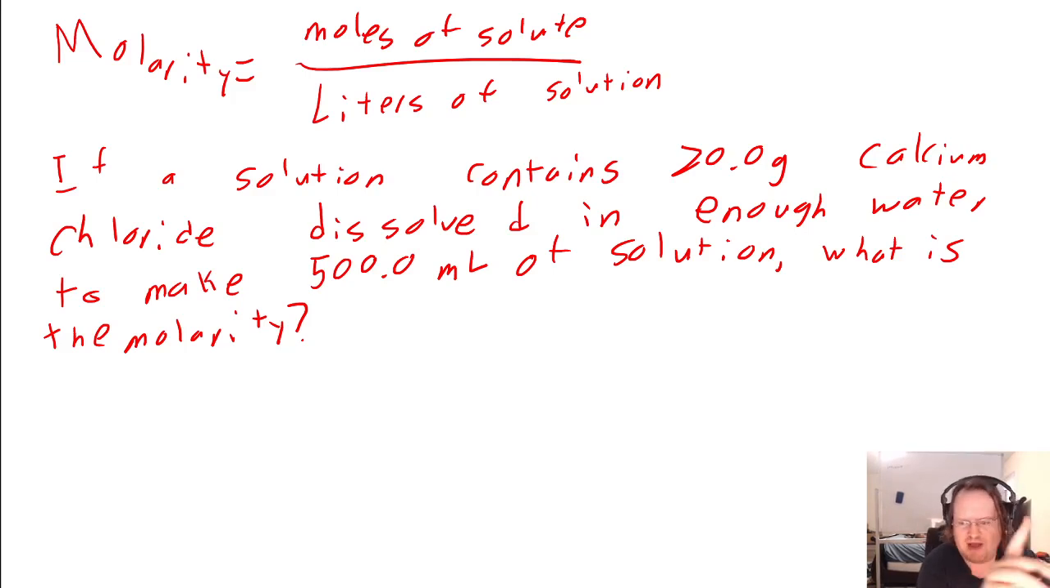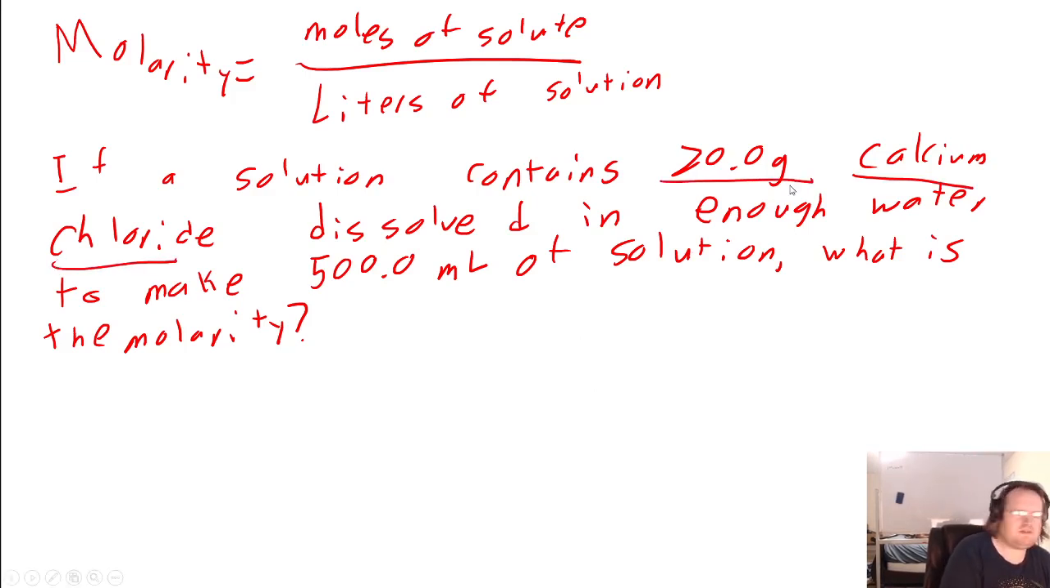So first we identify it asks for molarity directly. That tells us what unit we need to use, so that's why we're going to pick this concentration unit. The next thing we need to see is what's the solute. So we're told the solute is calcium chloride, and we have 20 grams. We're also told that water is our solvent because we're dissolving the calcium chloride in the water, and we have 500 milliliters of solution at the end.